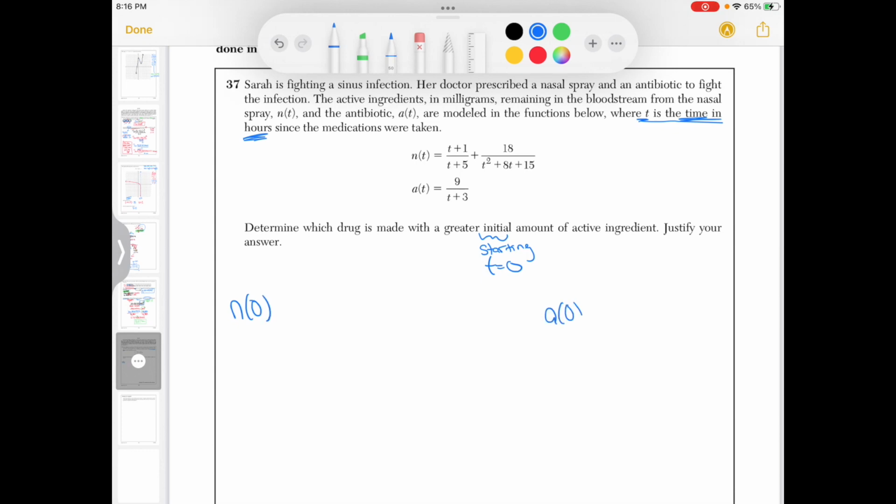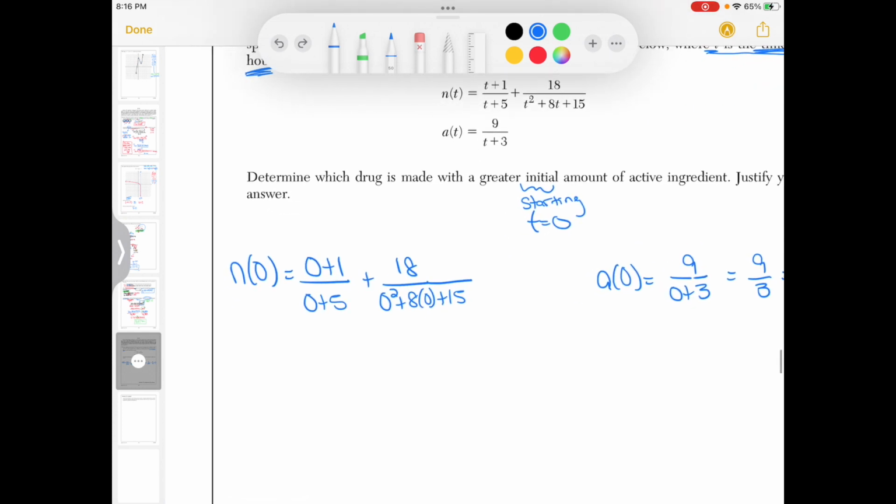So I'm going to do N of 0, and I'm going to do A of 0, and then compare the two. So N of 0, when I plug in 0 for T, it'll be 0 plus 1 over 0 plus 5 plus 18 over 0 squared plus 8 times 0 plus 15. So many zeros. Then over here is 9 over 0 plus 3. I'm going to do this one first because it's a lot easier. This is 9 over 3, which is 3. Okay, so I know that that one has 3 in it to start.